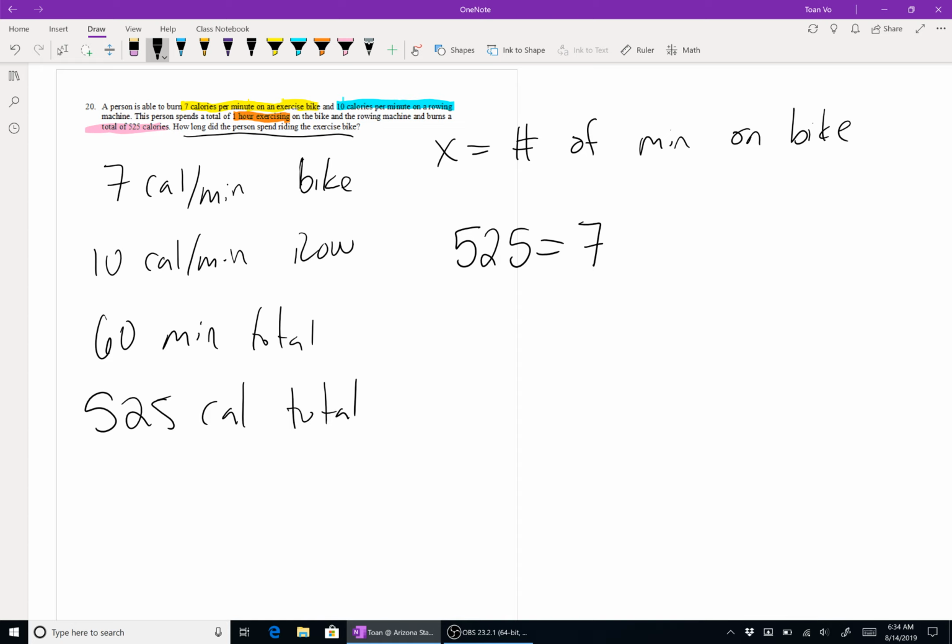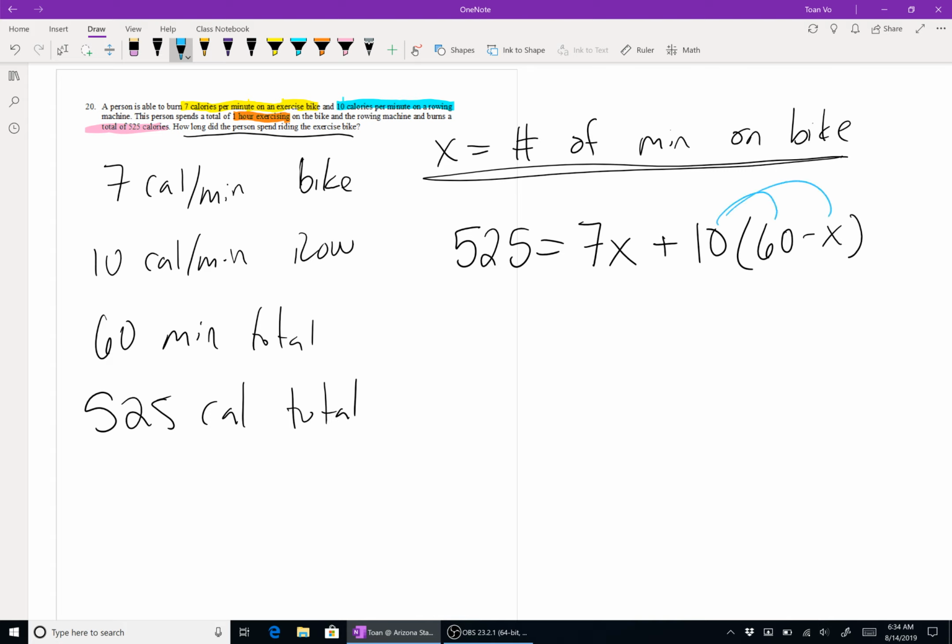And the number of minutes on the bike is our variable, so we're going to attach the x to the 7. But we also lose calories rowing. We lose 10 calories for every minute we row. How long do we row, though? Well, it tells us that we exercise for 60 minutes total, and x of those minutes are on the bike. So the leftover minutes, 60 minus x, must be the minutes we spent rowing. There's our equation to solve.